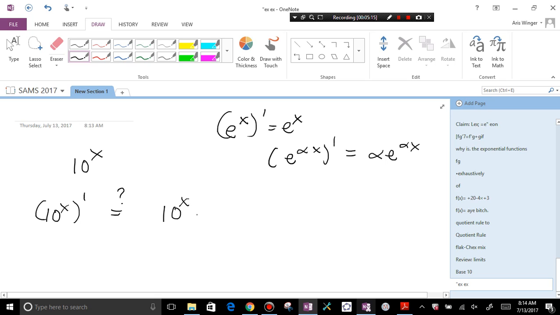10 to the x times the log of what? You say so confidently. That's right. It's 10 to the x times the natural log of 10. Because you said log, and you put an actual log. Because we're in calculus. Okay, but in calculus, the log is the natural log. Yeah, that's right.